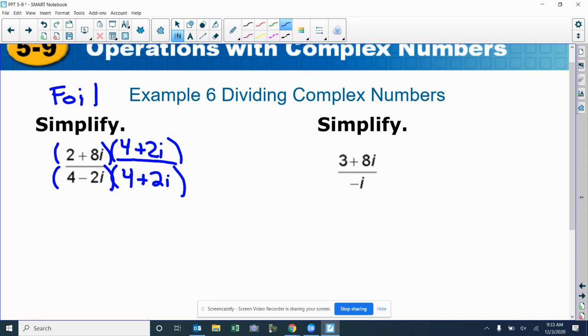Take a second, foil the bottom, foil the top. Those of you engaging today in the learning process, foil the top, simplify. Remember, i squared, of course, is -1. We still want to have our real part first, so don't put the imaginary part first. We want that real part first.